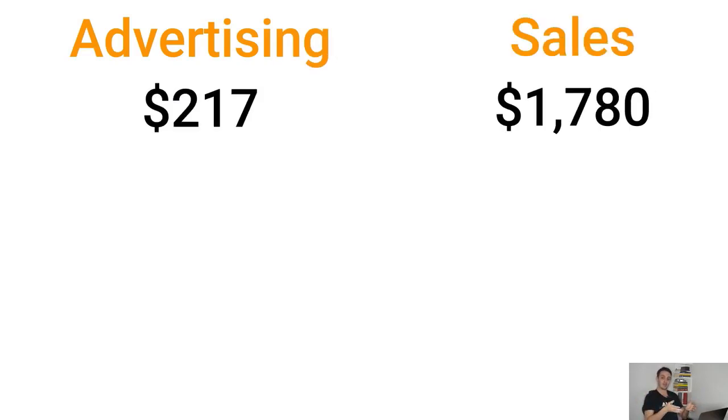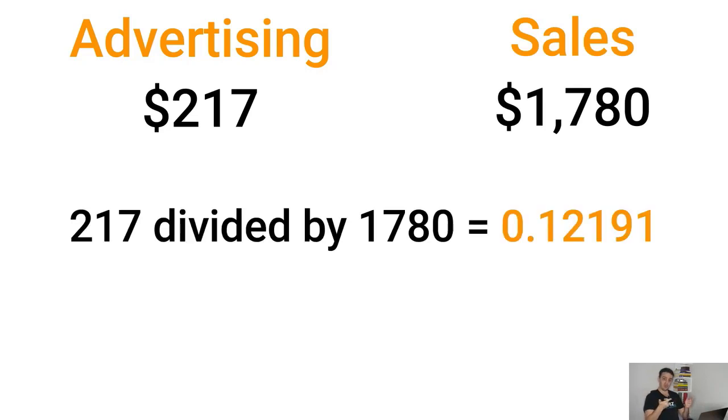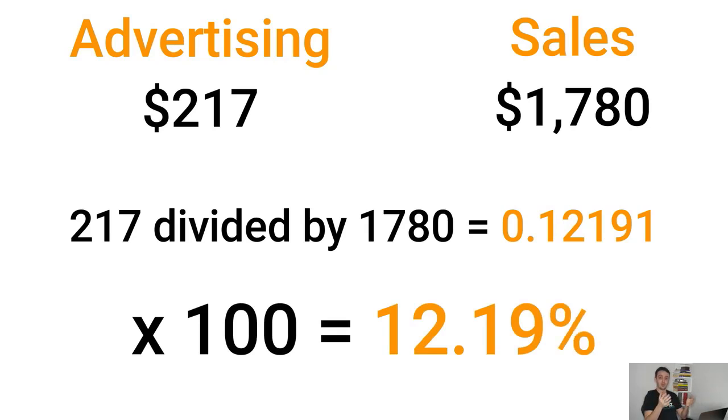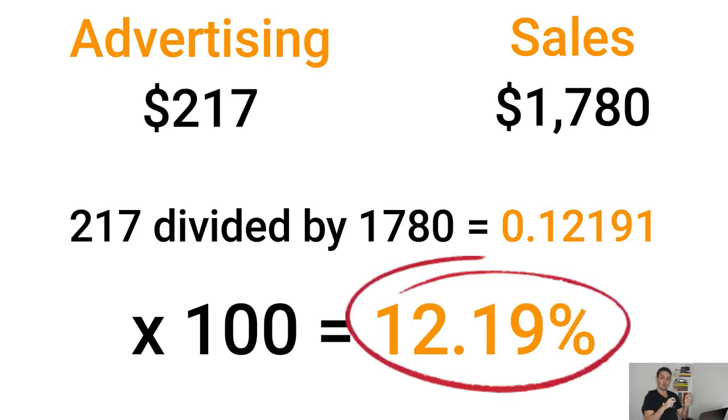Now the formula to calculate your ACOS is as follows. You take the amount that you have spent on your advertising divided by the amount that you have generated in sales, and then you multiply that by 100. So to give you a more in-depth example, if you have spent $217 on advertising and you've generated $1,780 in sales, you would do 217 divided by 1780, which is 0.12191, and then you would multiply that by 100, which leaves you with 12.19, meaning that your ACOS is 12.19%.